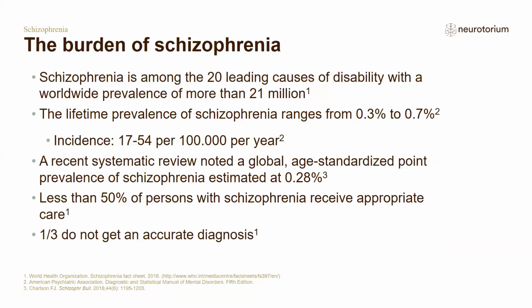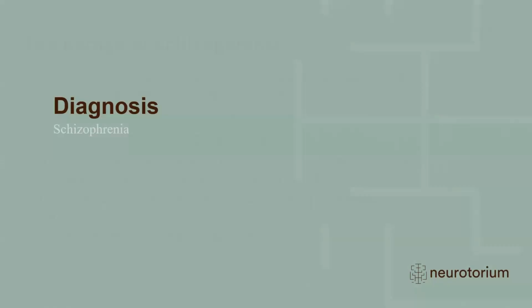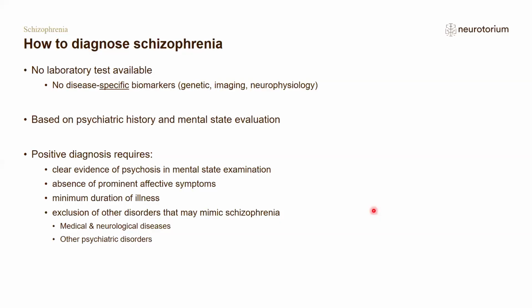Schizophrenia has also been found to be among the top 20 leading causes of disability worldwide, with a prevalence of more than 21 million. I had already alluded to the lifetime prevalence of schizophrenia ranging from 0.3 to 0.7%. And now I think it's time for us to dig into the diagnosis of schizophrenia.